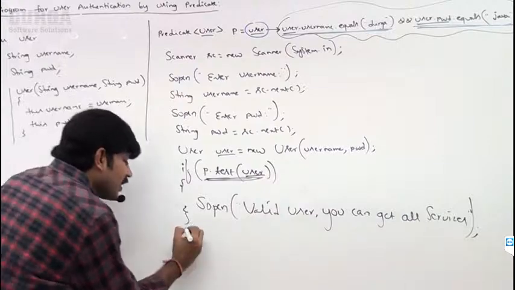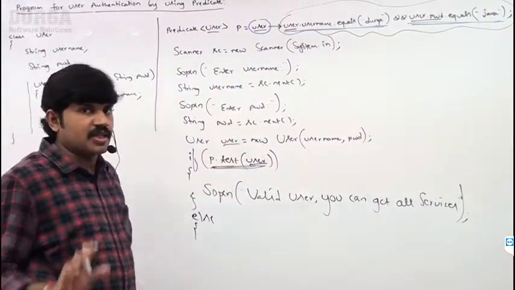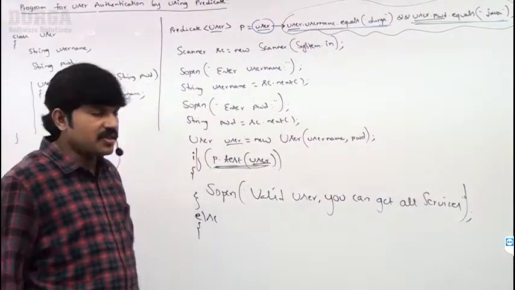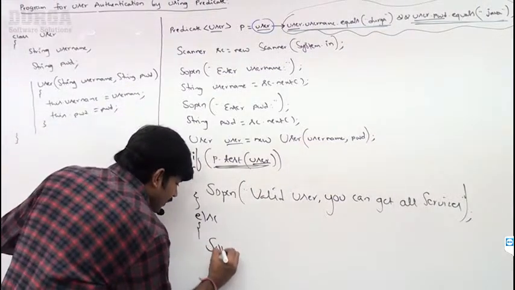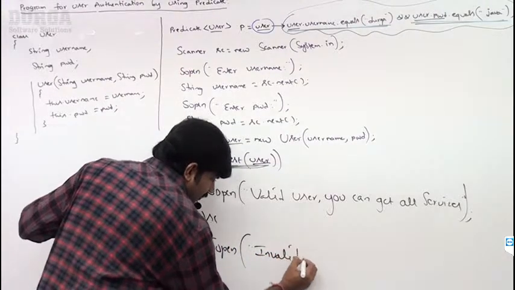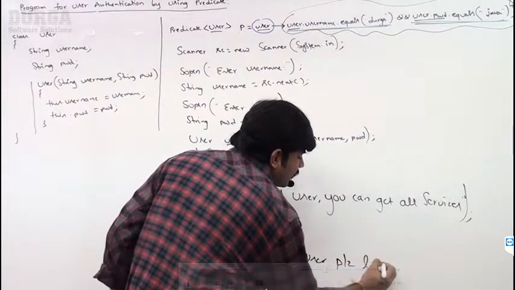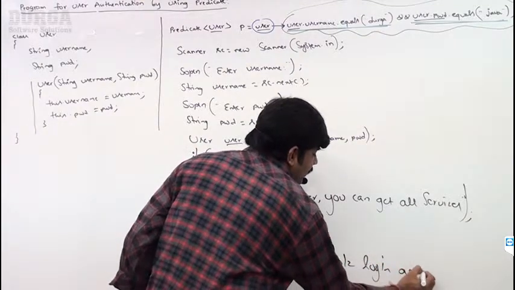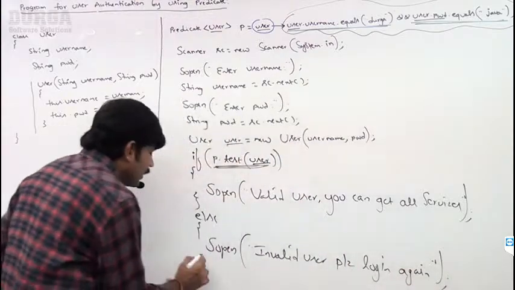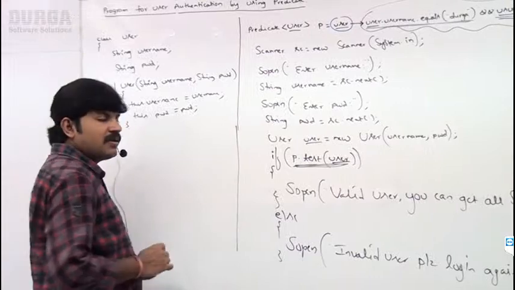Else, if this predicate test method returns false, he is not a valid user. Then immediately I'm printing invalid user, please log in again. How beautiful is this example, sir.